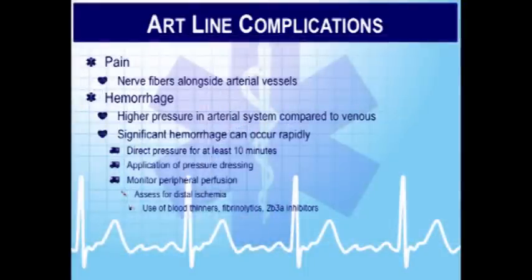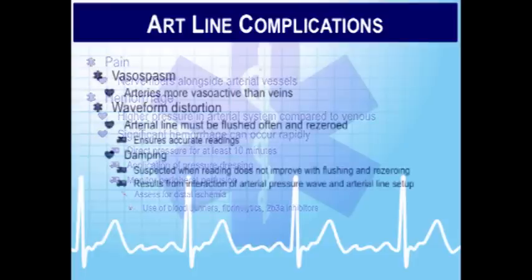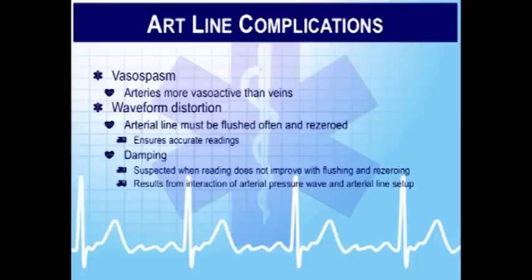Other things that can happen with arterial lines are circulatory compromise and peripheral nerve damage, but that's pretty rare. Vasospasm is common with arterial lines, and when that happens, it can cause the blood pressure values that you see on the monitor to not be accurate. So it's something to be aware of.